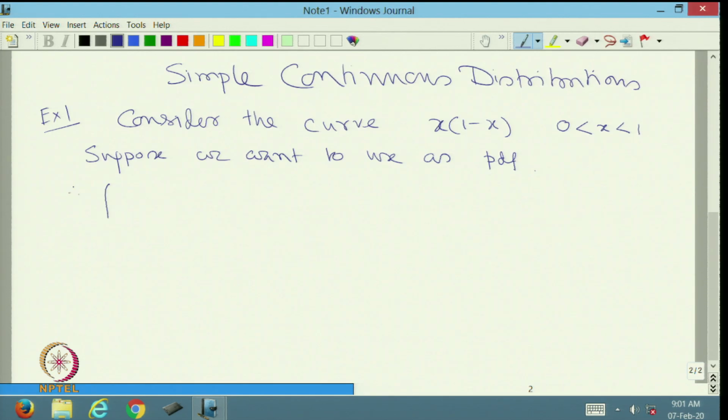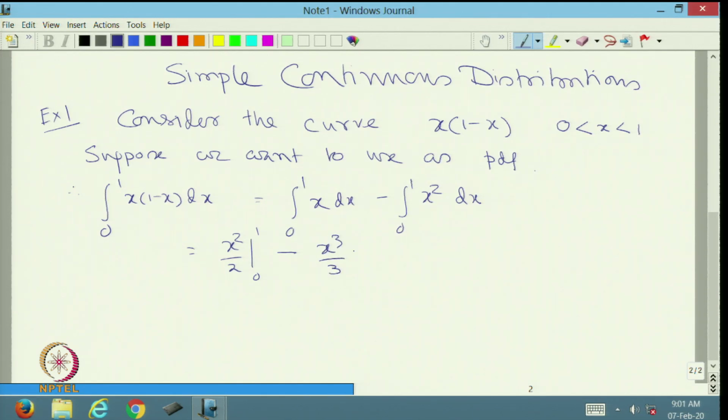Therefore, we integrate x into 1 minus x dx in the range 0 to 1. So, this is equal to the integral from 0 to 1 of x dx minus the integral from 0 to 1 of x square dx, which is equal to x square by 2 from 0 to 1 minus x cube by 3 from 0 to 1, which is equal to half minus 0 minus 1/3 minus 0, which is equal to 1 by 6.